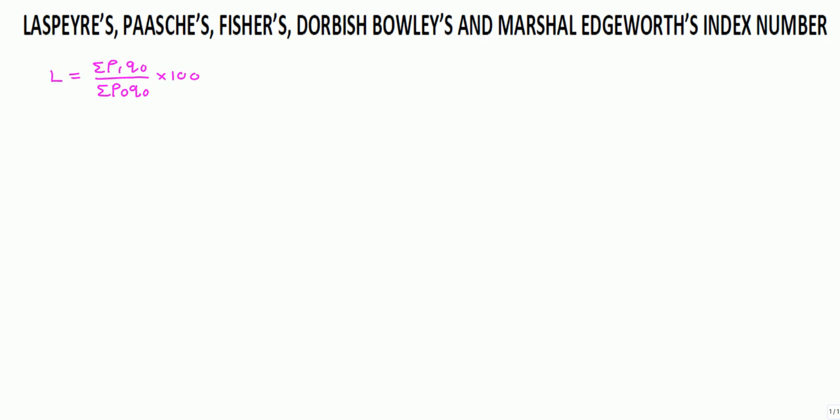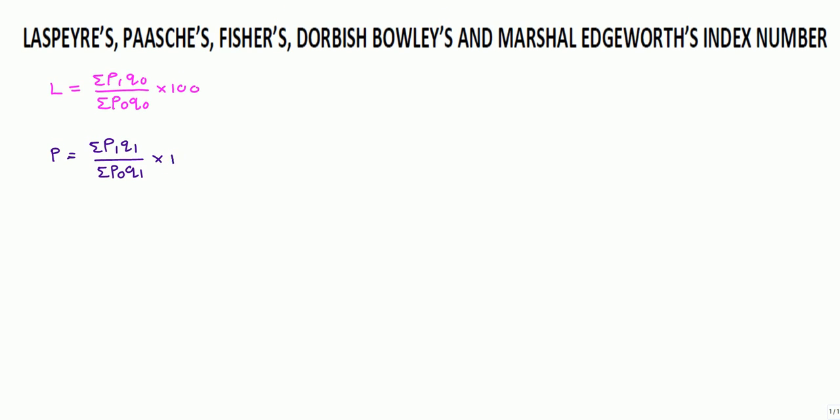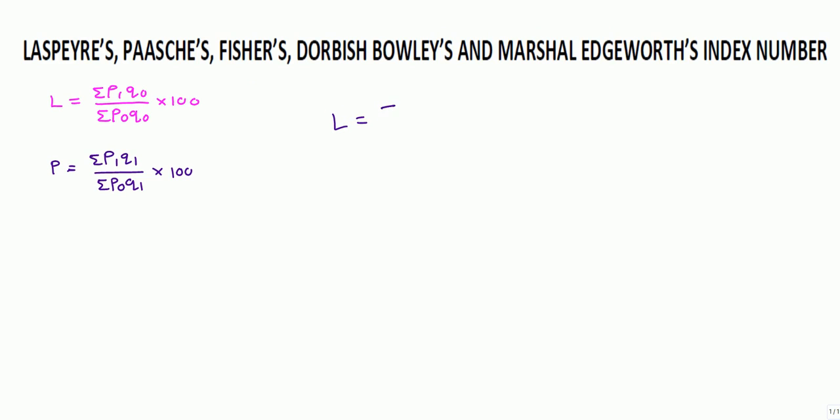Similarly, Paasche's index number P is equal to sigma P1Q1 upon sigma P0Q1 multiplied by 100. Now remember that these two formulas are very important for this topic. For these two formulas, Laspeyres and Paasche, always write L equal to sigma PQ upon sigma PQ. Similarly Paasche P equal to sigma PQ upon sigma PQ, both multiplied by 100.